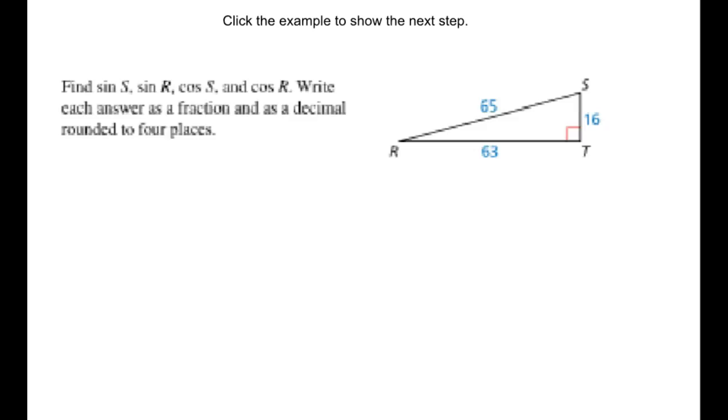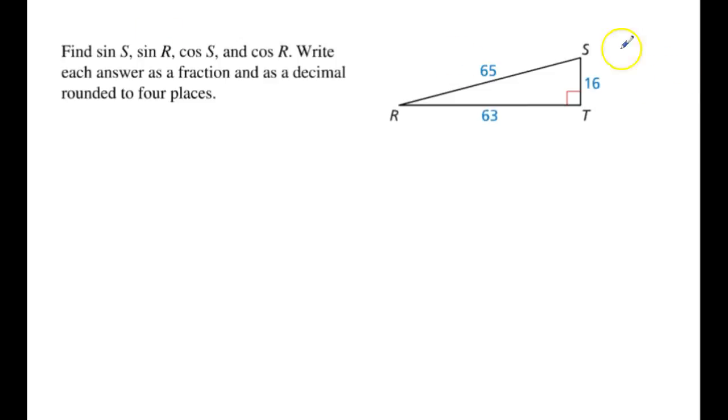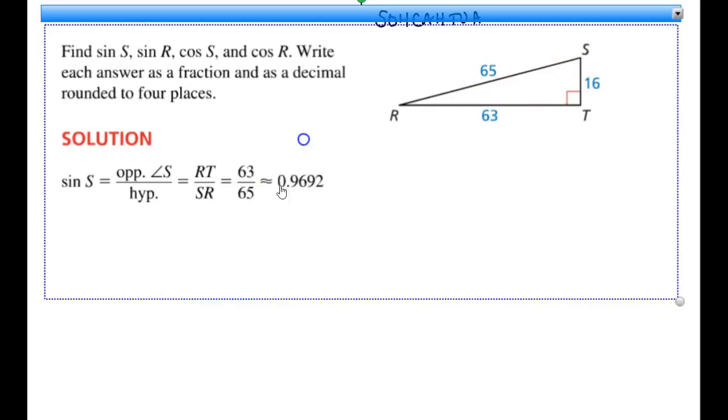So now let's see this in action. Here we're asked to find the sine of S, the sine of R, the cosine of S, and the cosine of R, and write each as a fraction and as a decimal. So the first thing I'm going to be doing is finding the sine of S. And I always, at the top of my page, write out my SOHCAHTOA to help me remember what I'm actually looking at and looking for. So I know I'm looking for the sine of S, so here's my angle S. I'm going to be looking at the opposite and the hypotenuse. So again, I can write that as my fraction, 63 over 65, and that's approximately my decimal approximation.